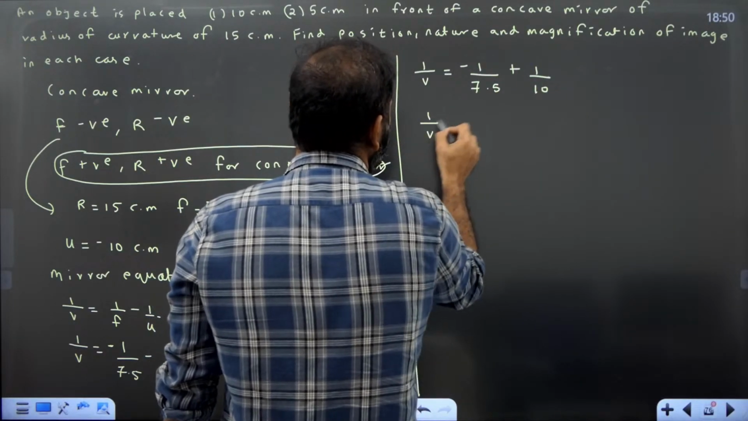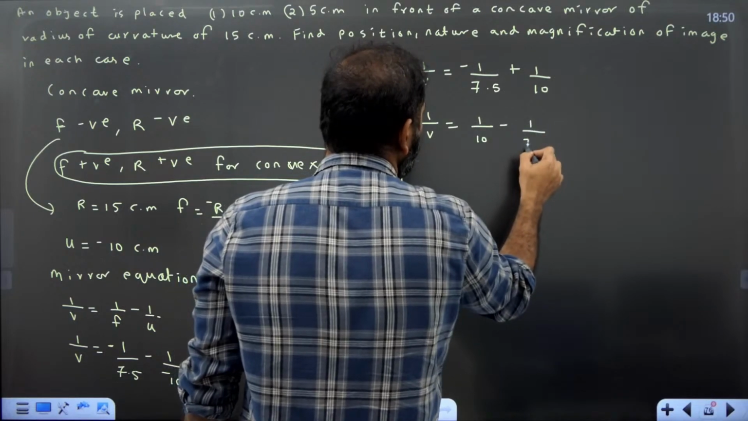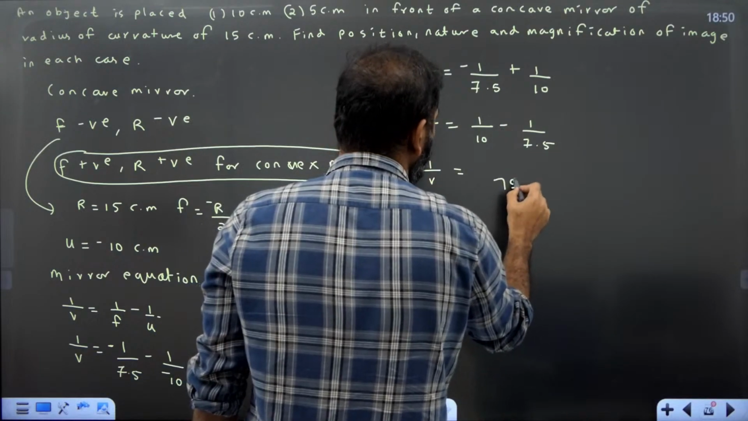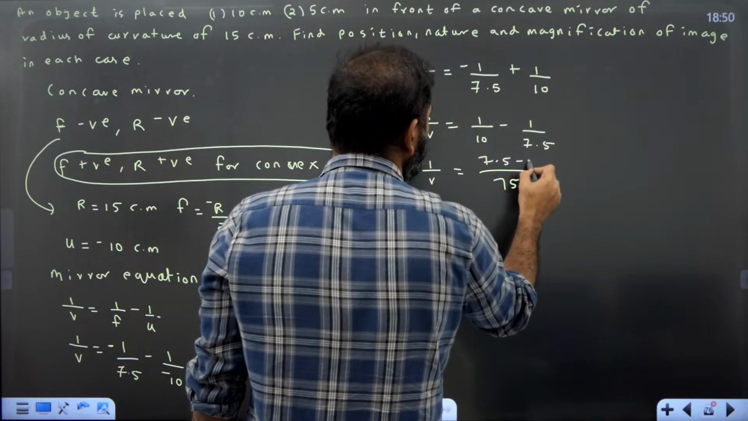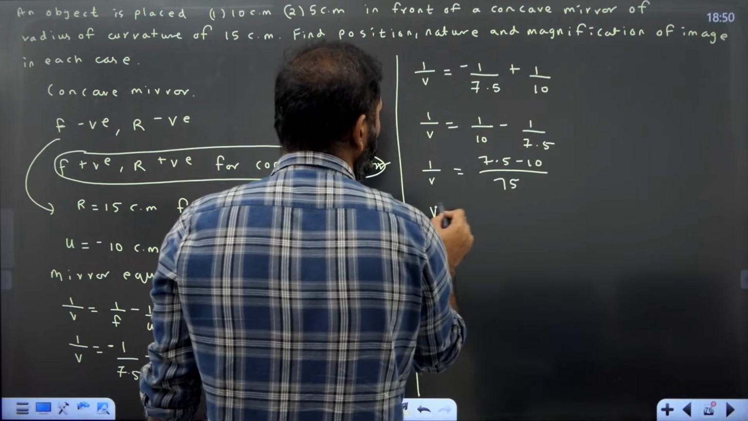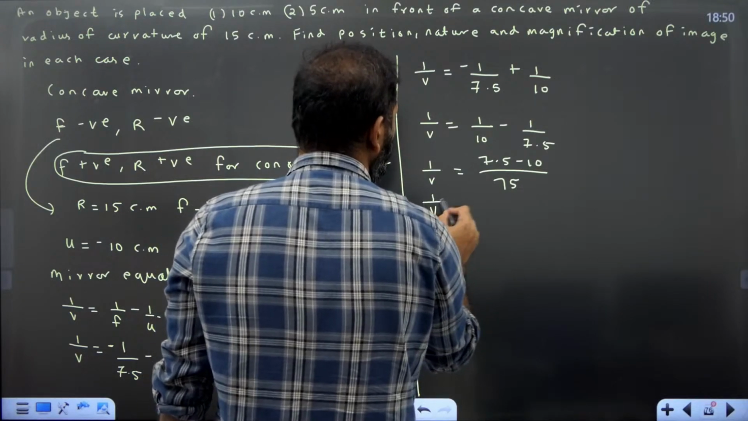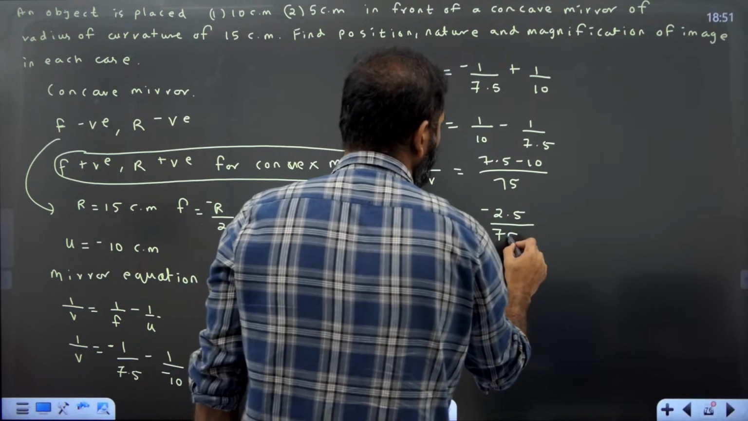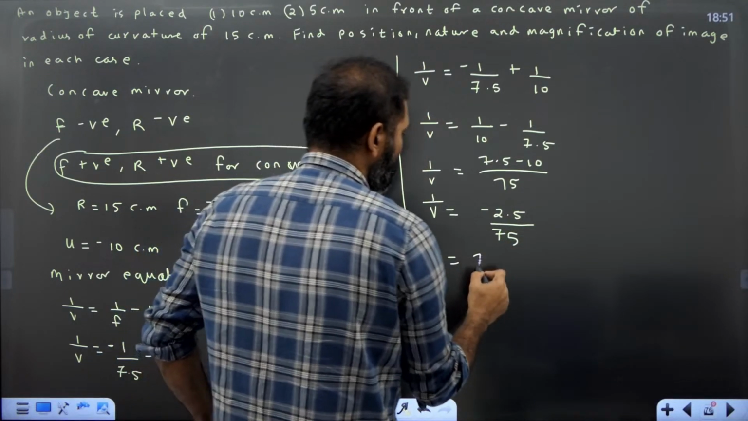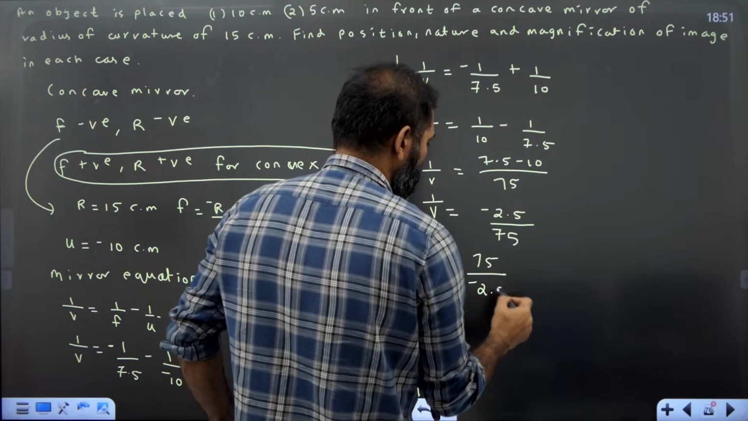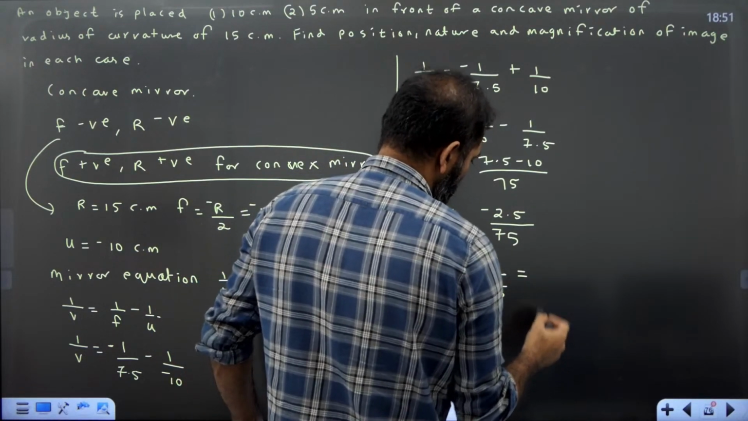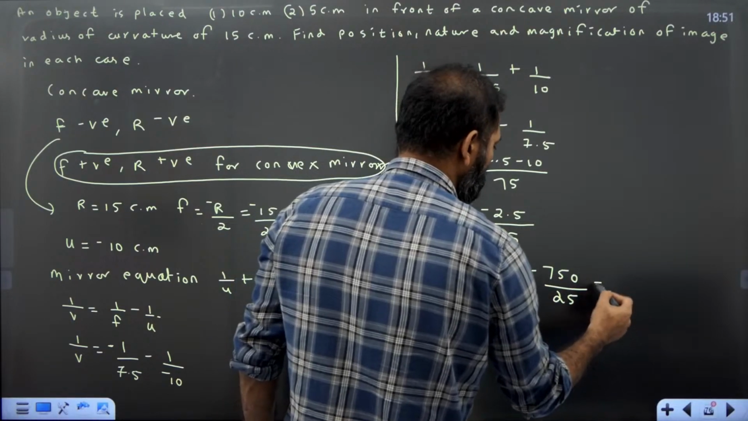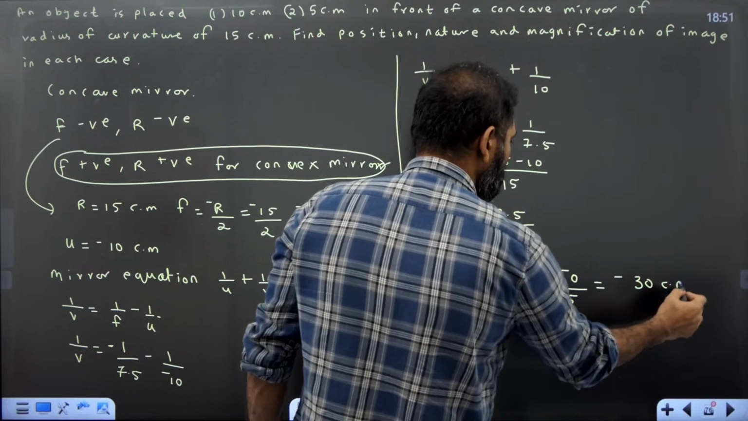So 1 by v is equal to 1 by 10 minus 1 by 7.5. So 1 by v is equal to, 7.5 minus 10 over 75. So what is 1 by v? Minus 2.5 divided by 75. So v is equal to 75 by minus 2.5. So v is equal to minus 750 by 25, which is equal to minus 30 centimeter.